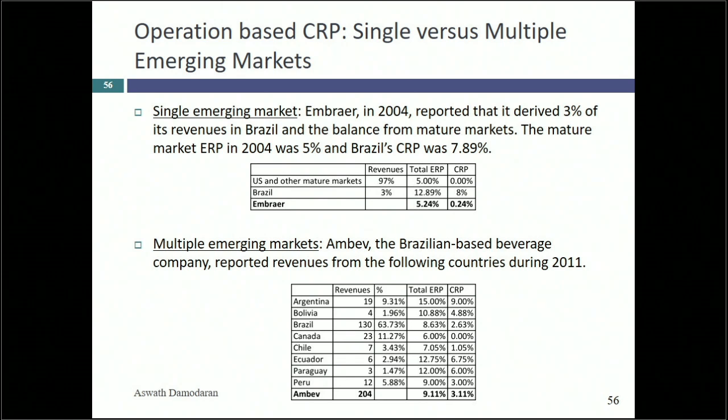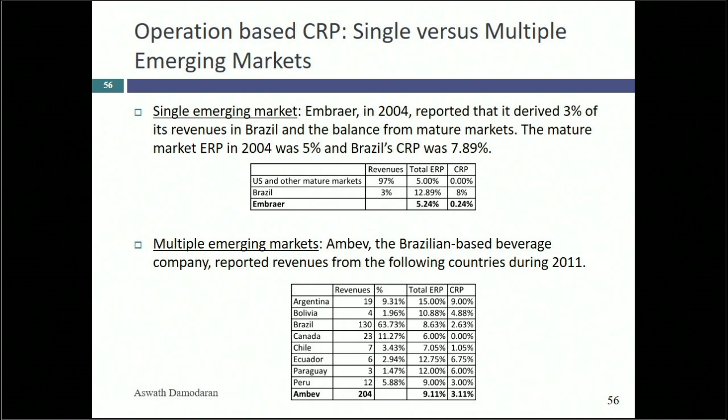And the reason I emphasize that, in 2004, 97% of Embraer's revenues came from the US and Western Europe, 3% from Brazil. If I give it a Brazilian country risk premium and I punish it with a very large premium, I think I'm being cruel to Embraer because that's not where its exposure comes from. So you can have an emerging market company like TCS or Infosys or Embraer that actually looks like a developed market company.